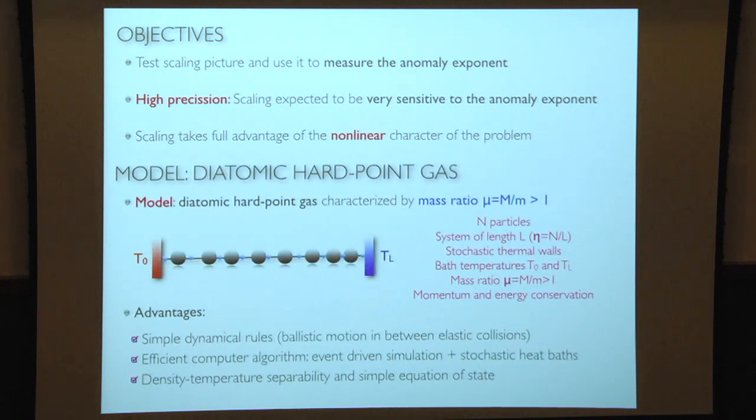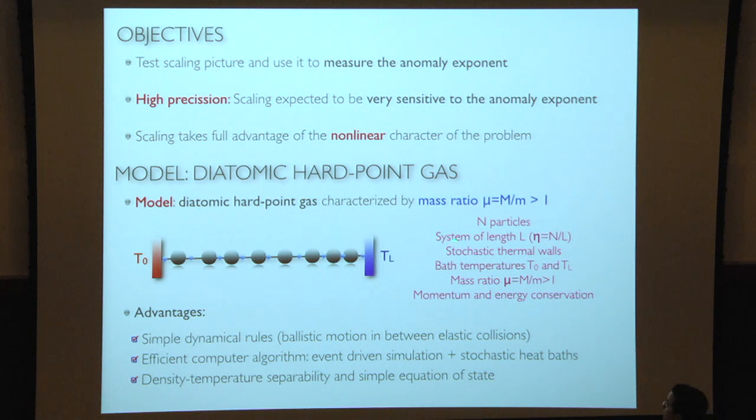So which is our model? Our model is a canonical one, which has been studied many, many times in the literature. It's the diatomic hard-point gas. This is a Hamiltonian model. You find it in one dimension, where you have point particles. These point particles have alternating masses. The odd particles have mass little m, let's say 1, and the even particles in the chain have a big M mass, and this big M is larger than 1. So this model is characterized by the mass ratio between the two particles. This is what I call mu, the mass ratio, which is always bigger than 1.